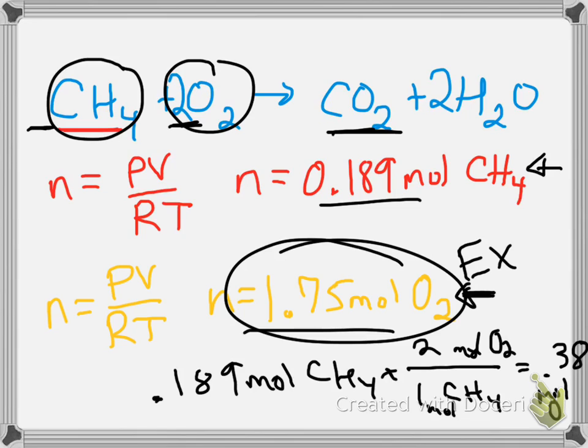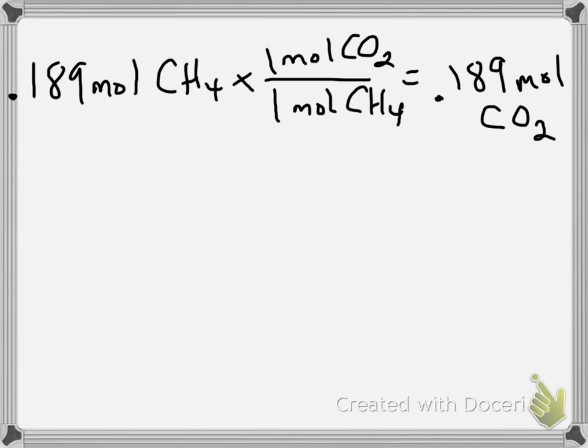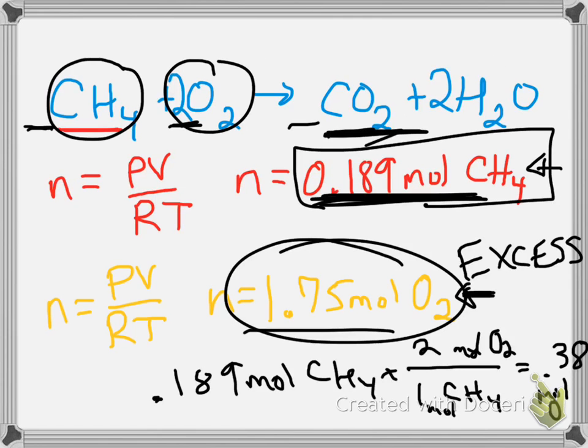That means our oxygen is in excess, so we're going to have leftover oxygen. Not all the oxygen is going to react, but all of our methane will react. So our methane is going to dictate how much carbon dioxide forms. I want you to notice we have a 1-to-1 ratio of carbon dioxide to methane. So if we have 0.189 moles of methane, we're going to have 0.189 moles of carbon dioxide. This shows how you do that stoichiometrically, but you can just think about this: if we have 1 mole of methane for every 1 mole of carbon dioxide, we need the same amount of moles of both of those things.